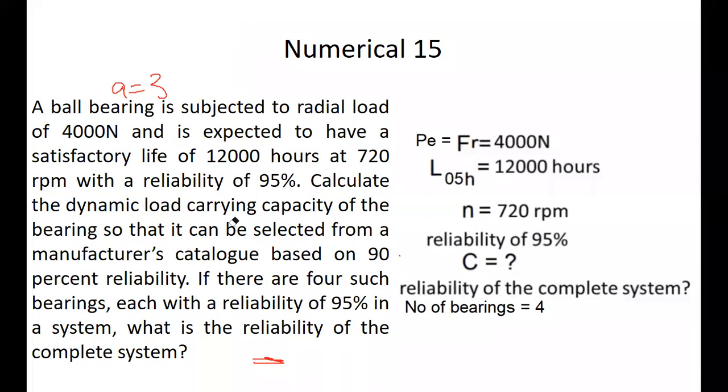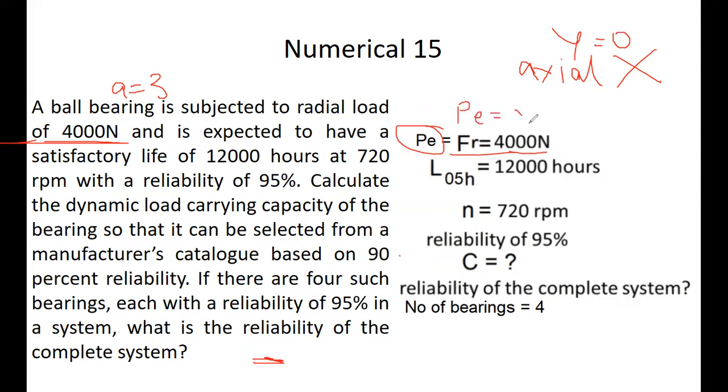Subjected to radial load 4000 Newton. Now, why have I taken equivalent load equal to radial load? See, guys, they have not mentioned axial load at all. So if axial load is not given, axial load factor will become 0, right? And if it is a purely radial load, then I'll show you here, P is X V FR plus Y FA. This is our equation. If axial load is not given, this whole thing will become 0. Purely radial load, so X will become 1.